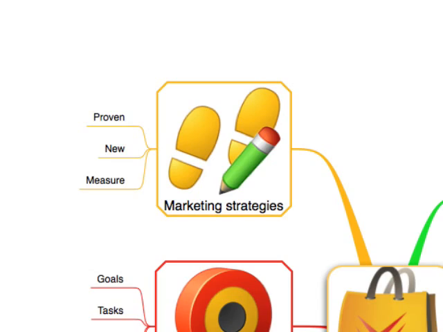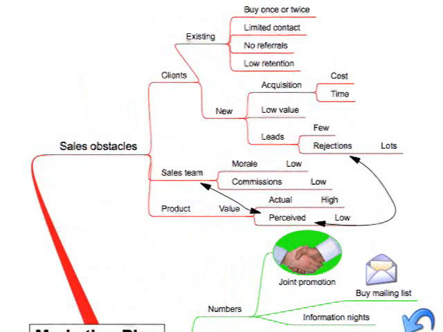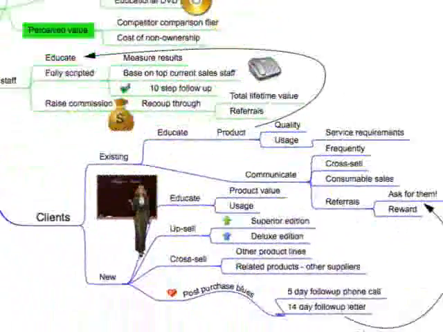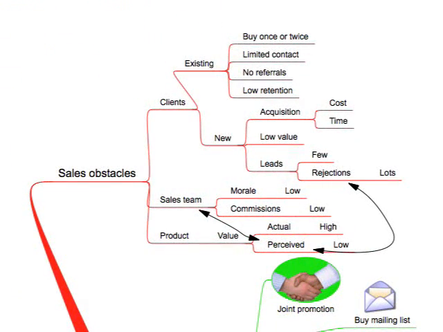From there you might create a plan something like this for use in your detailed planning, where you address specific issues to do with sales obstacles, leads and clients, and you can see here that the sales obstacles that have been identified are coming from three main sources: clients, the sales team and the product itself, and so on.